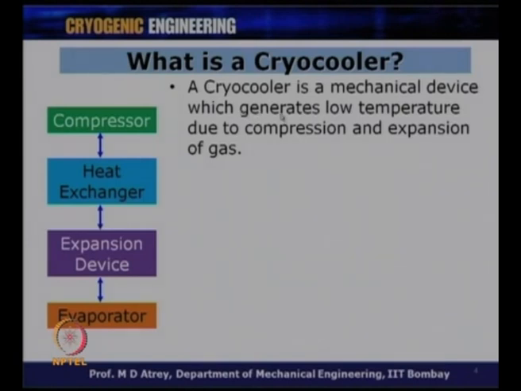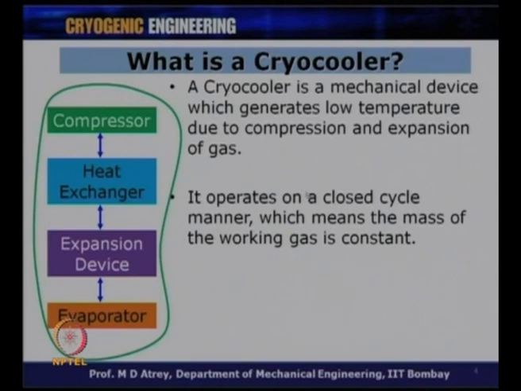There is a compressor, there is a heat exchanger and there is an expansion device. In this schematic you can see a compressor, then a heat exchanger, then an expansion device, and lastly an evaporator to do the heat exchange with the object to be cooled. This operates in a closed cycle manner, so you can see the arrows in both directions. The gas gets compressed, comes to the heat exchanger, exchanges heat, gets expanded, produces cold, gives the cold to the object to be cooled, and the gas goes back and the cycle continues.